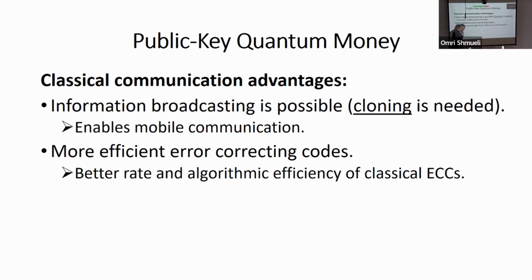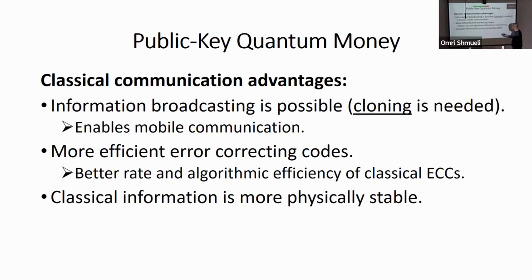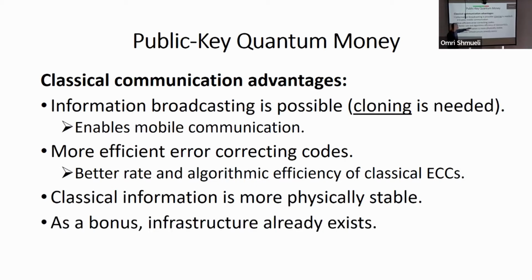We have much more efficient error correcting codes. The classical error correcting codes, they have better rates and also they're just faster. They have better algorithms compared to quantum error correcting codes. And even putting error correcting codes aside for a moment, classical information is much more durable. It's much more stable than quantum information, even if it's not protected. And as a practical bonus, we already have a rich infrastructure of classical communication.